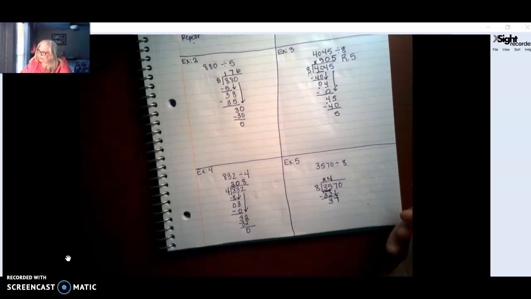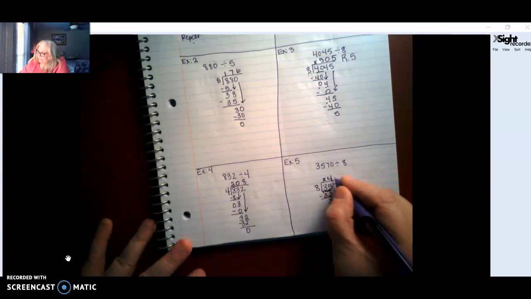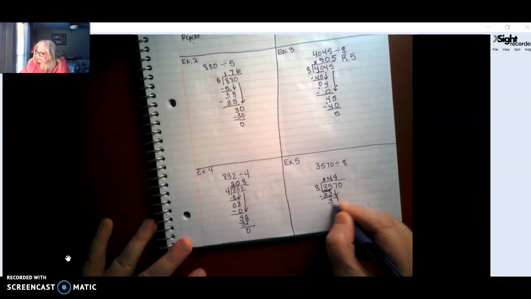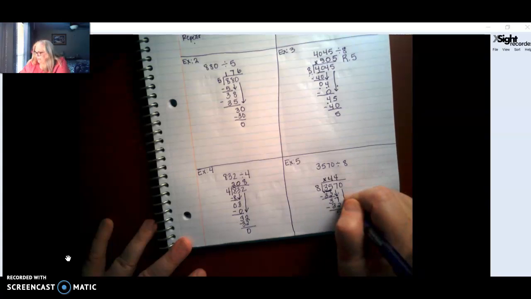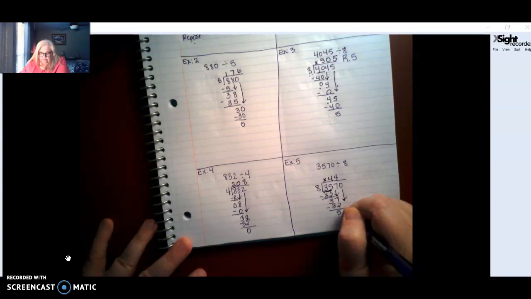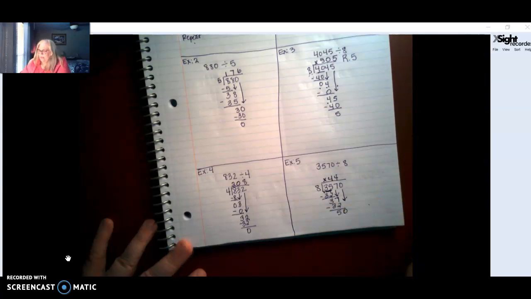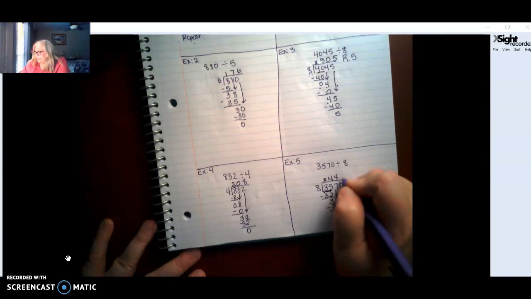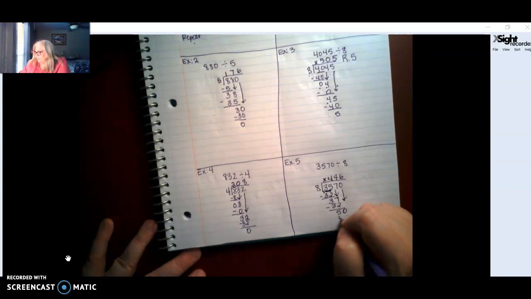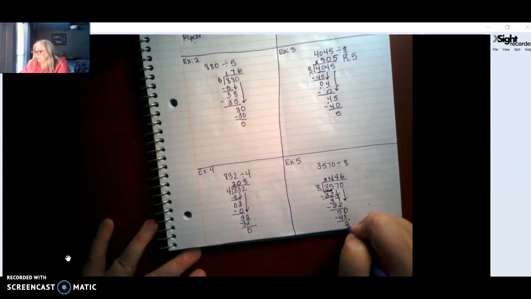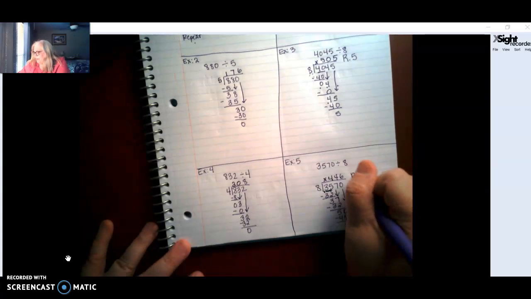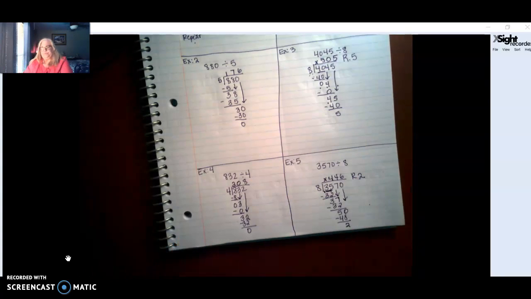8 goes into 37 4 times, which is 32. Subtract. It's a 5. Check and bring down. 8 goes into 50 6 times. It's 48. Subtract 2. So we have a remainder of 2.